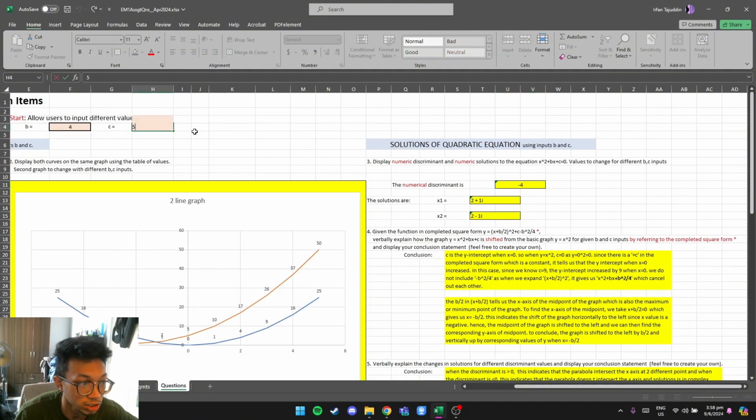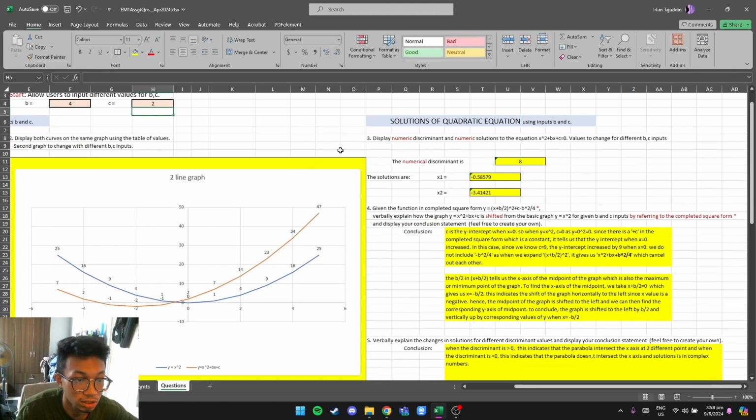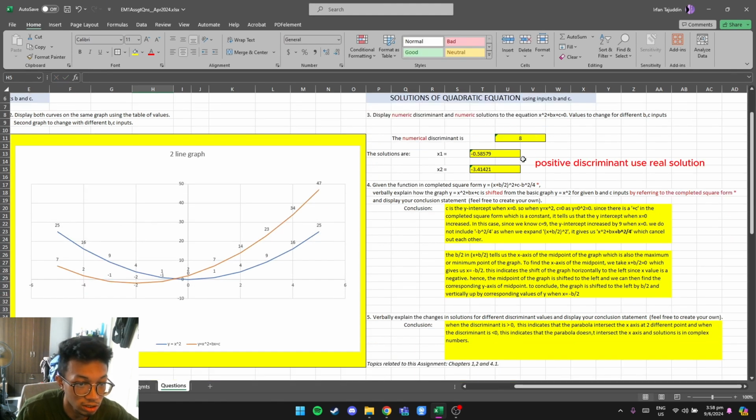So what happens if I change the value of c? You can see here that the numerical discriminant is positive and it calculates using the real solution.